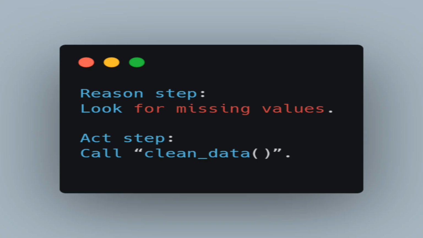And in the reason step, I told them to look for a missing value, and in the act step, it should call clean data. This is really powerful ReAct prompting if you apply it to many AI agent tasks. AI agent is a big topic. I'm gonna cover it in another video.